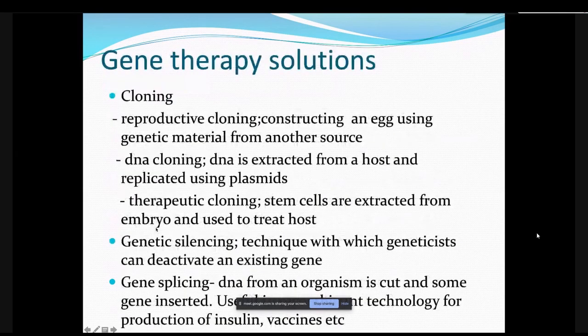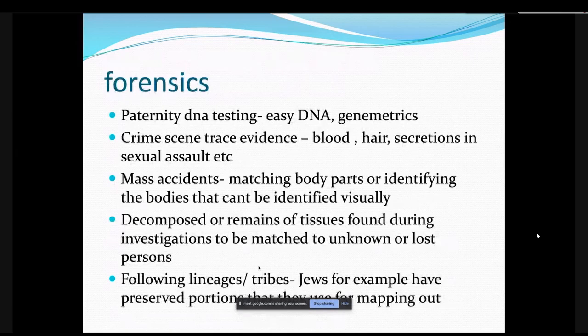There's also what is referred to as genetic silencing, where you want to activate an existing gene which could be abnormal. Gene splicing, okay, whereby DNA from an organism is cut and some gene inserted for recombinance, for example, in production of insulin and vaccines. And we also talked about forensics, where there could be paternity DNA testing, crime scene trace evidence, identifying body parts in mass accidents, identifying remains or decomposed, and when you are following lineages where certain segments of DNA in certain groups of people is preserved.